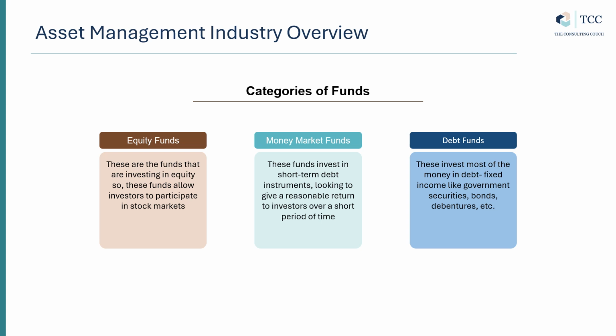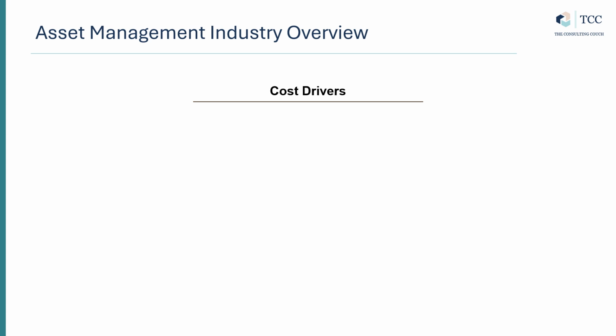Now that you understand what are the different categories of funds, let's understand what are the various cost drivers for an asset management industry. The main cost driver for AMCs is employee benefit expenses, which are approximately 50% of the expenses that are incurred in an asset management industry. Another major cost driver is the fund manager's hefty salary. Since the fund manager is the key revenue strategizer for the asset management company, the salary and benefits paid to the fund manager are also quite enormous.